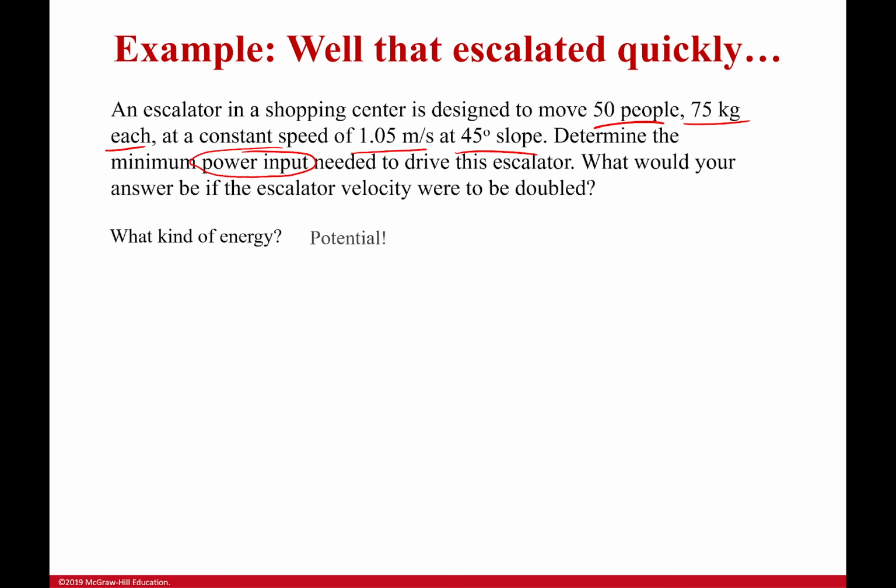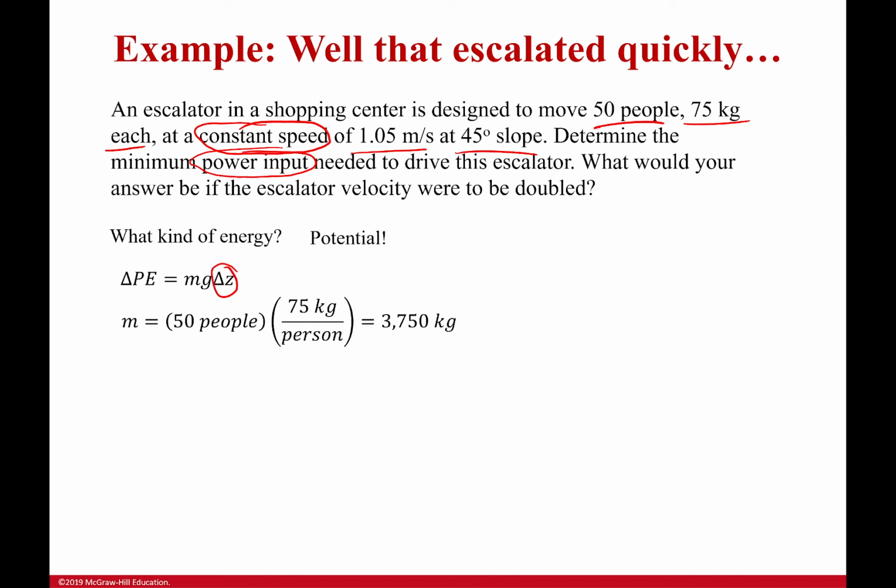So when I think of what kind of energy, the answer is actually potential. Like, what about kinetic? It gave us a velocity. It did give us a velocity, but it's at a constant speed, and so we have no change in velocity. So my change in potential energy is equal to mass times gravity times change in height. But what in the world is delta Z? Well, we'll come back to it in a second.